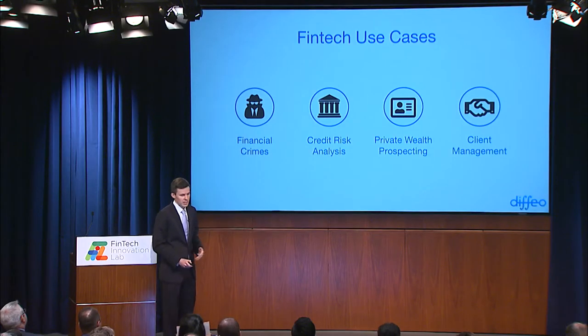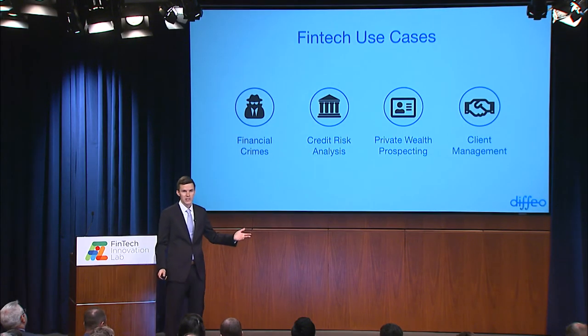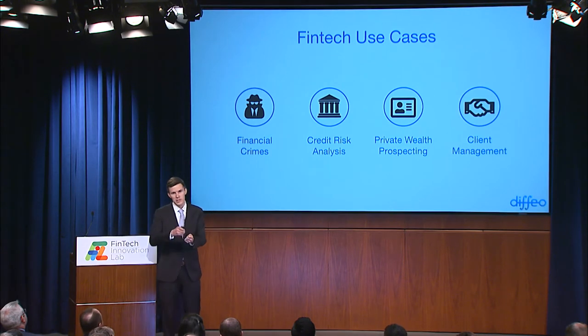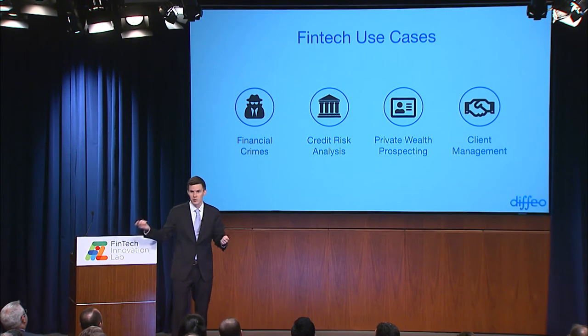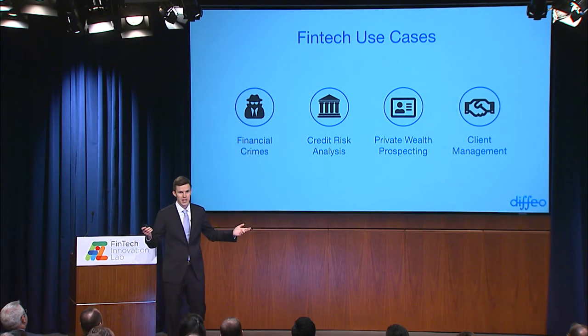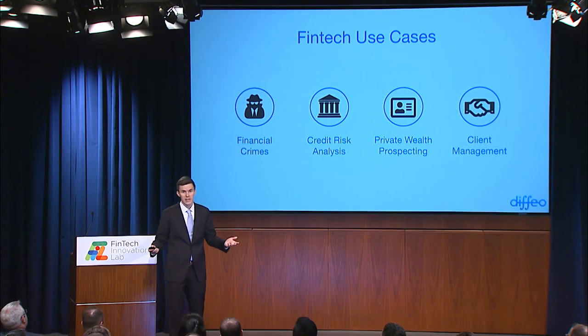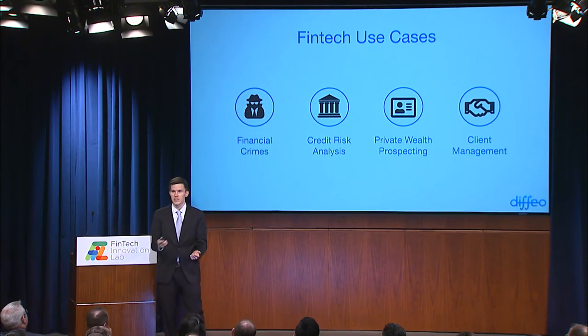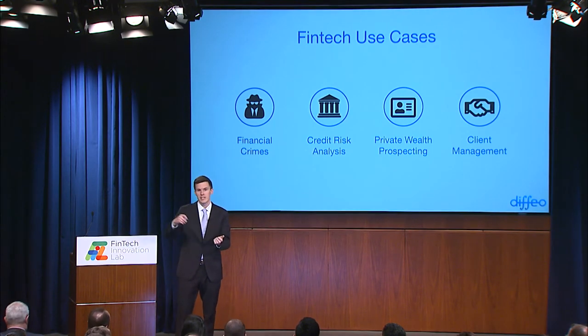For example, we've been working with financial crimes investigators to identify links between their clients and sanctioned countries and companies and other bad actors via multiple intermediaries, one, two, three hops out. We've also been working with private wealth advisors to provide prospecting intelligence that they can use to better understand, keep, and close clients.